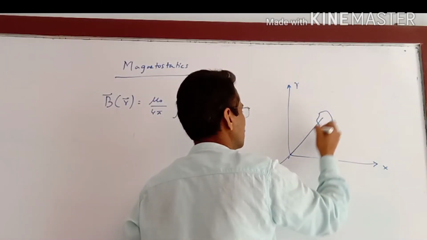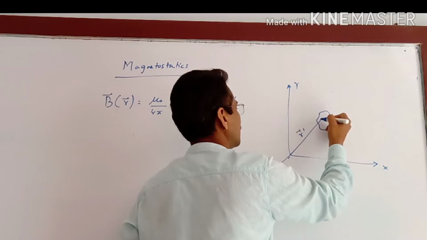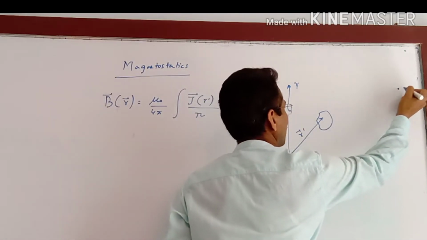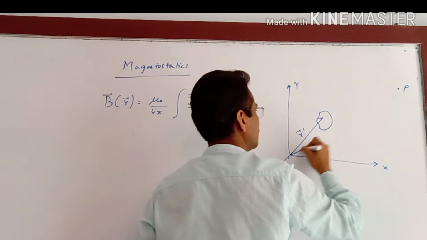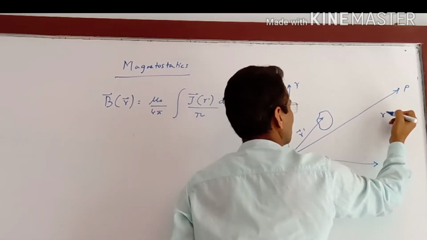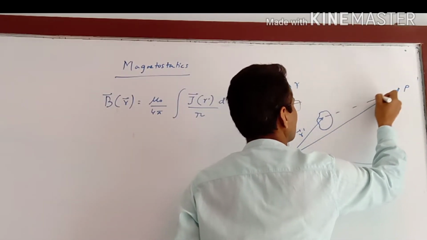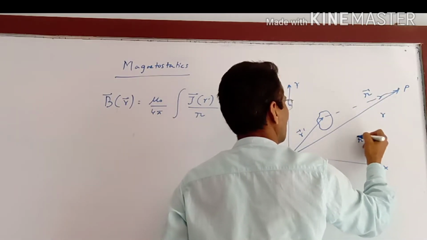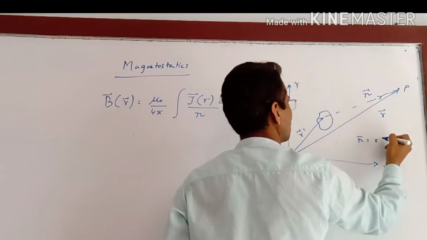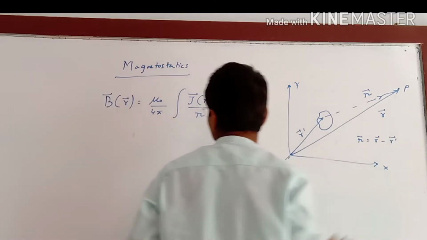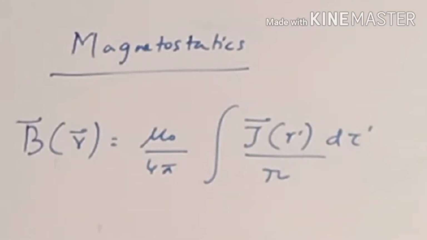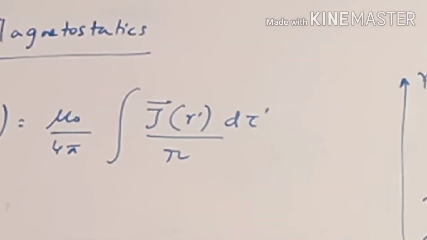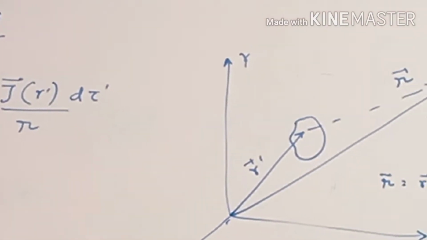So if this is R prime vector and you want to find the field at the point P, which is R, and this is curly R. Okay, so curly R is R vector minus R prime vector. This is the expression for the magnetic field in terms of the current density vector.